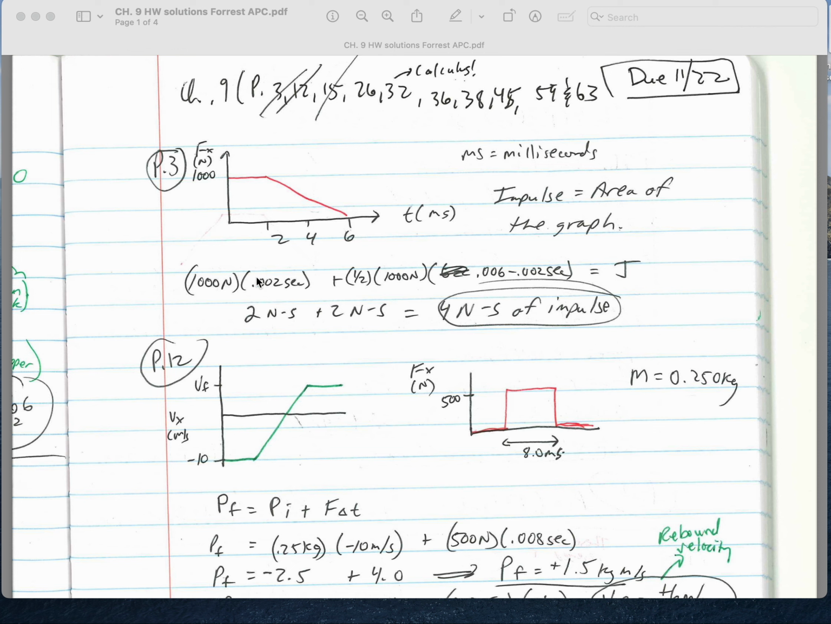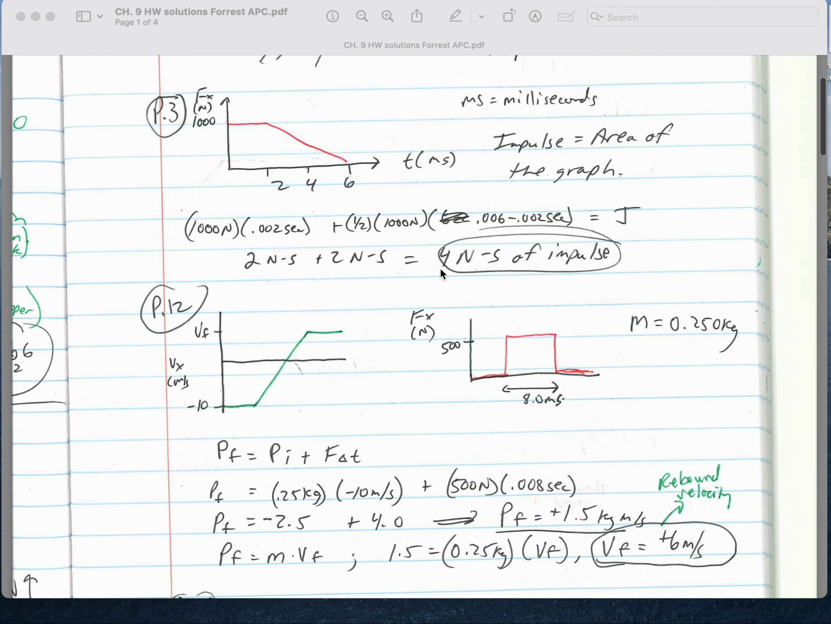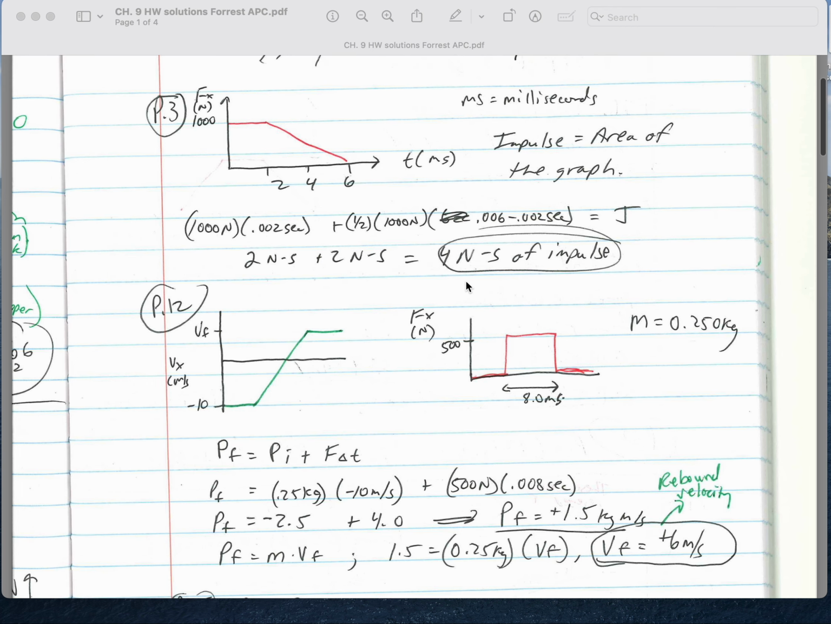At any rate, I'm going to go through some of these. A couple problems here had ms as the time, that's milliseconds. So 1 millisecond is 1,000th of a second. The idea was to give you this graph, asking about the impulse. The impulse is the area of the graph, so I don't need calculus for that. I do just need to figure out the area of that rectangle and the area of this triangle, and that gives me 4 Newton seconds of impulse on the object.